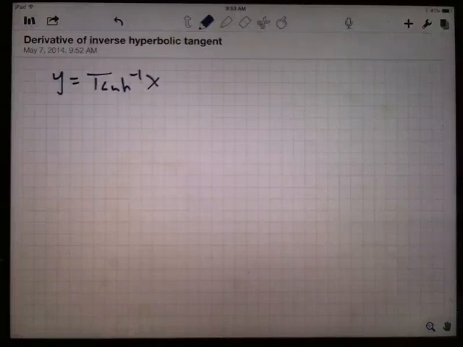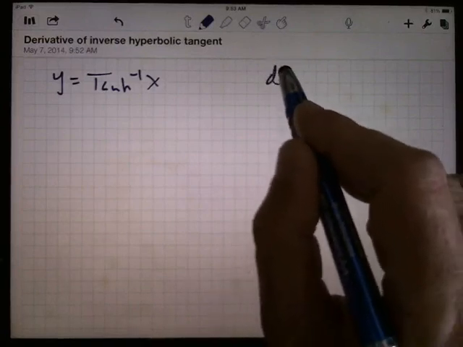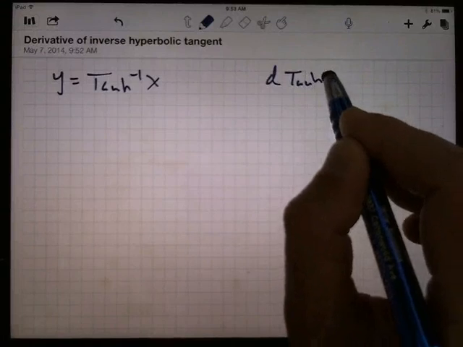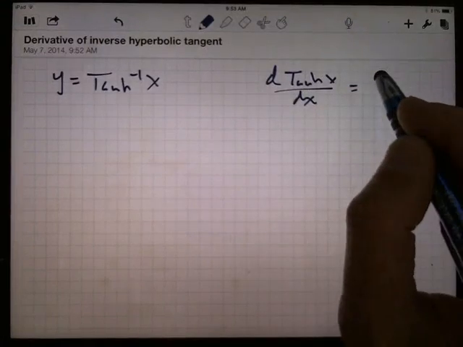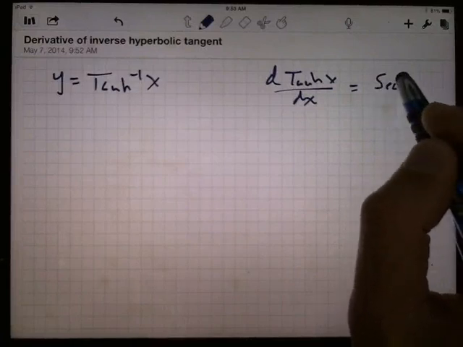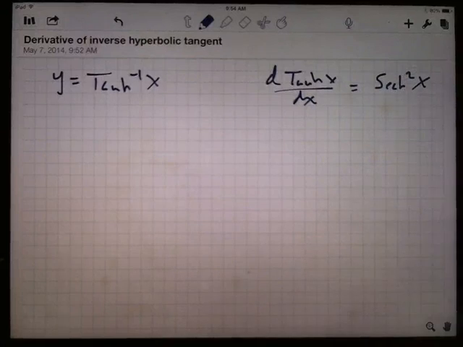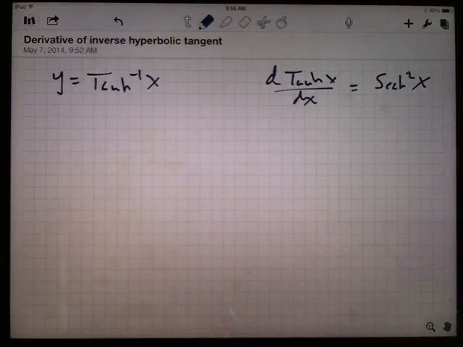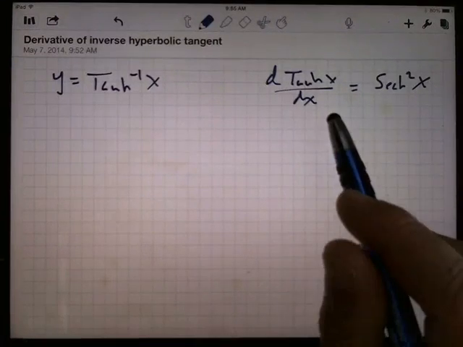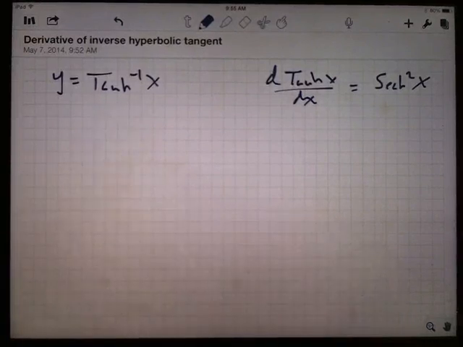All right, here's the derivative of the inverse hyperbolic tangent. And like so many others, I'm going to do this using the fact that I already know how to take the derivative of the hyperbolic tangent. That's the hyperbolic secant squared of x. And I know that the derivative of the inverse function will, of course, be the reciprocal of the derivative of this function with the other variable plugged in. So, right, it's just inverse functions. They all work the same way.